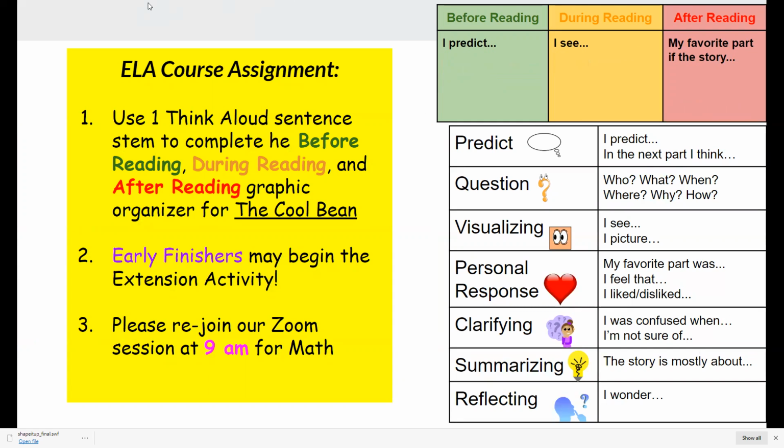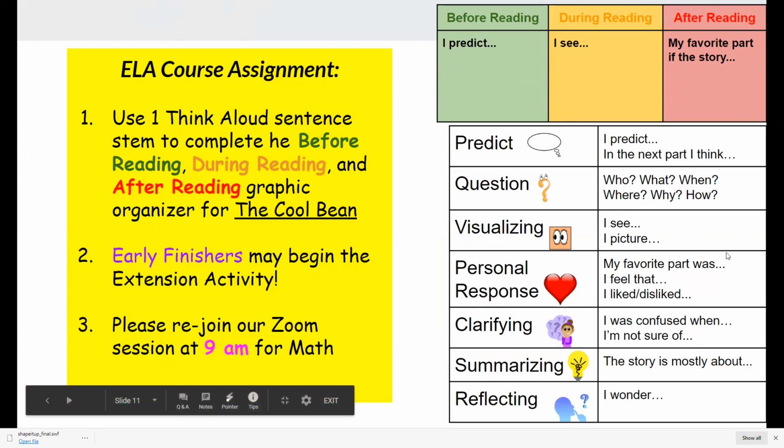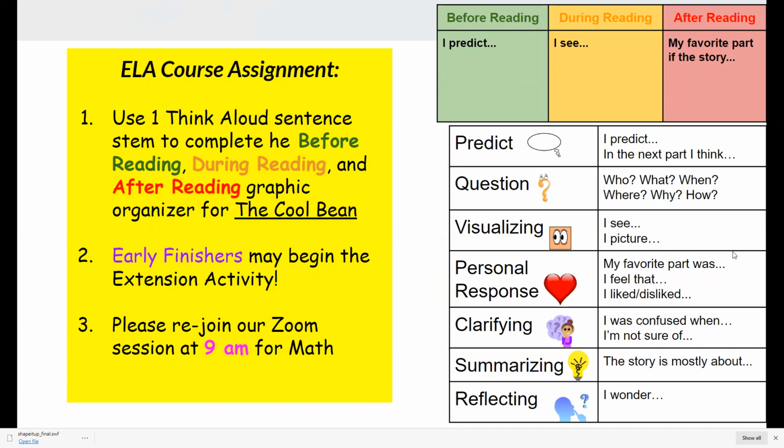So for your assignment today, you're going to be completing the before, during, and after reading stems for the cool bean. Feel free to use the I predict, I see, and my favorite part of the story for your stems. If you want to use other ones, refer to the Think Aloud chart. Make sure early finishers can continue the extension activity. I can't wait to see what you were thinking before, during, and after reading the cool bean.